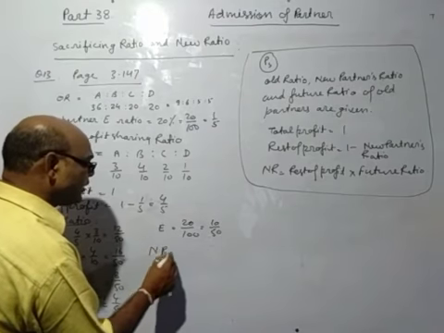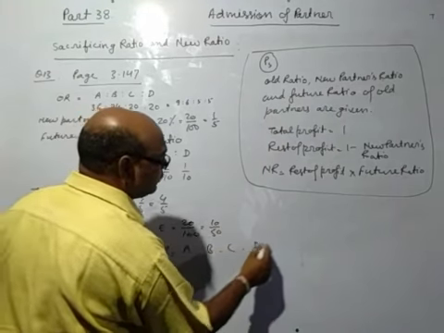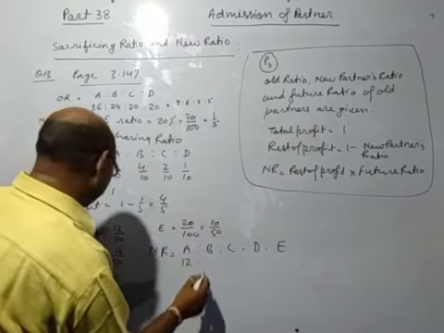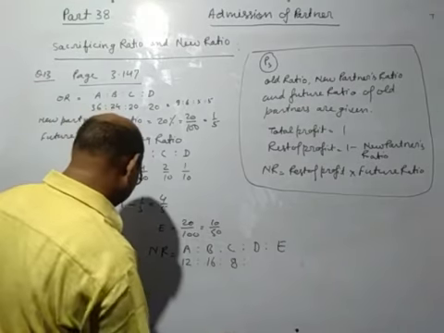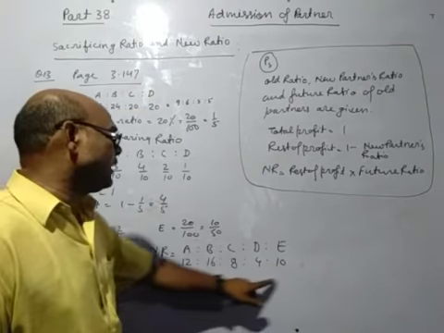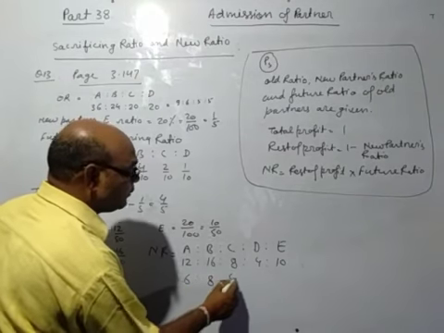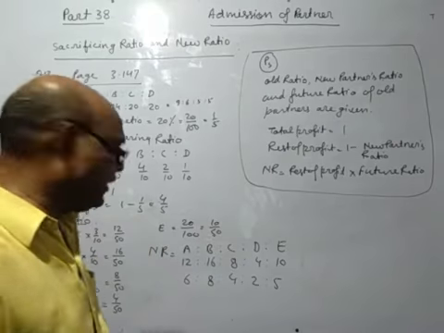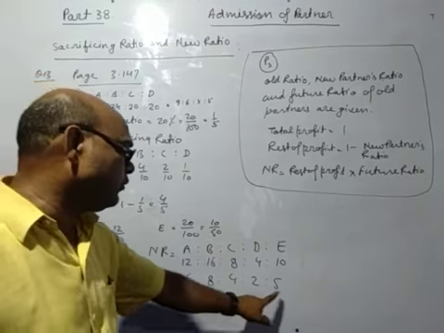So the new ratio has come: A is to B is to C is to D is to E is 12 is to 16 is to 8 is to 4 is to 10. Now it is possible to cancel by 2, that will come 6, 8, 4, 2, 5. Not possible to cancel by any other number. So new ratio is 6 is to 8 is to 4 is to 2 is to 5.